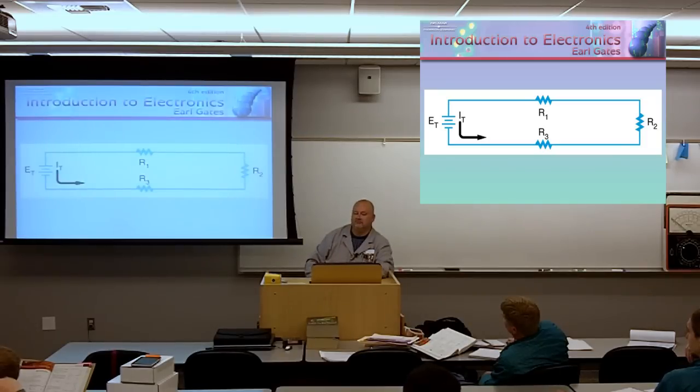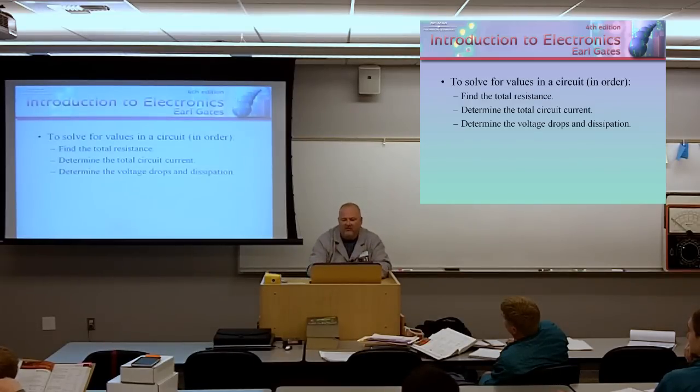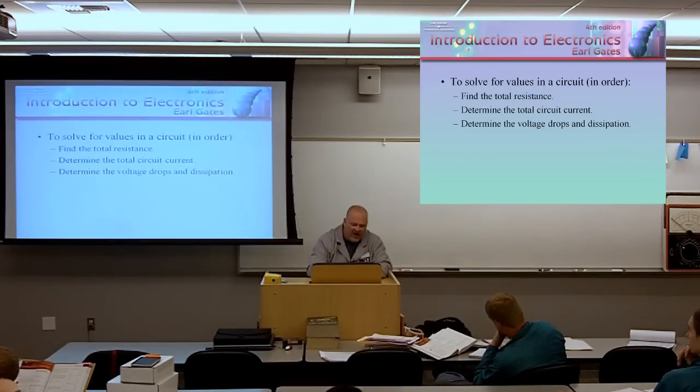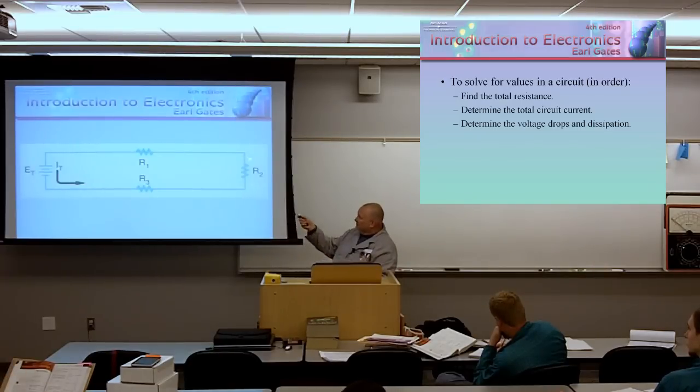To solve for values in a circuit in order, the first thing I recommend you do is try to solve for that total resistance. Once you determine RT, total resistance in the circuit, then try to solve for total current in the circuit, IT. Once you know IT, then you could determine what your individual voltage drops are, right? So solve for your total resistance.